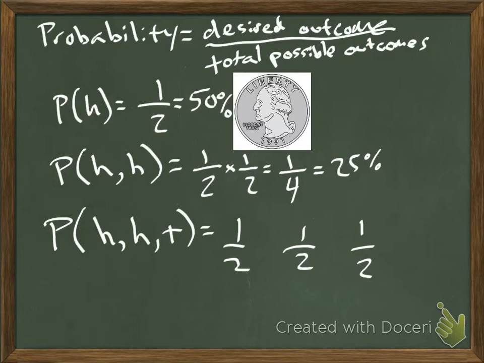Once I've done that, I can multiply them together, and I can find the probability of that one event, heads, heads, and tails, happening. In this case, it would be a 1/8 probability or a 12.5% chance that that were to happen. Again, we see a decrease in our probability as our problems get more complex and as we add more elements to all of this.